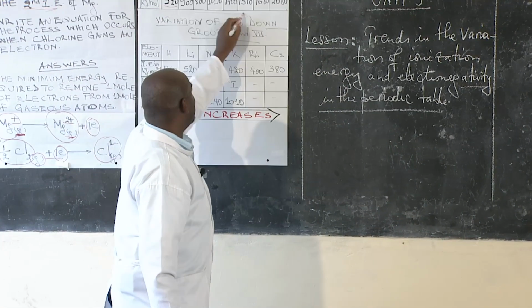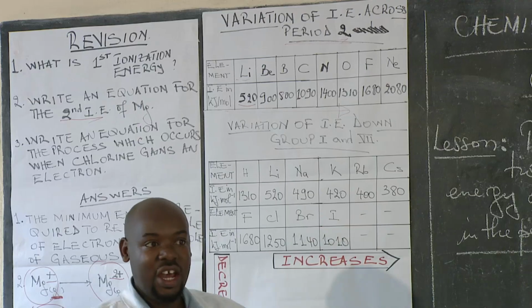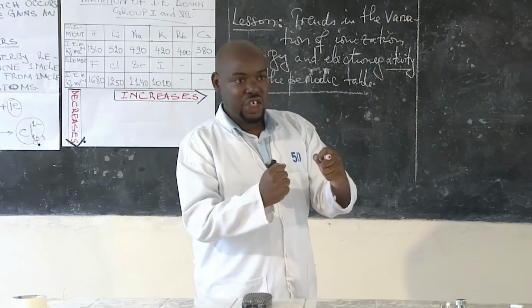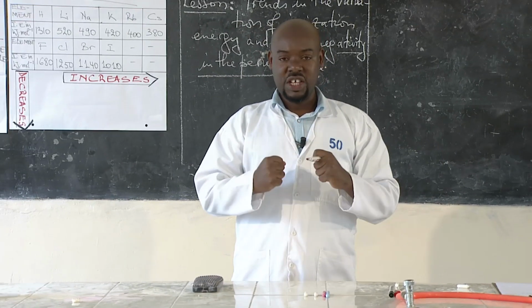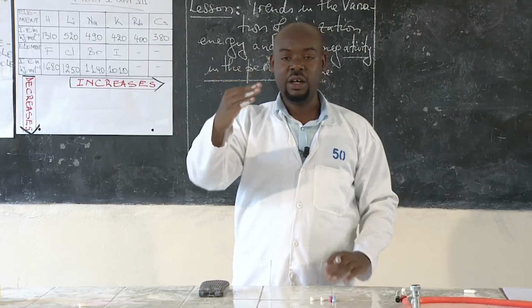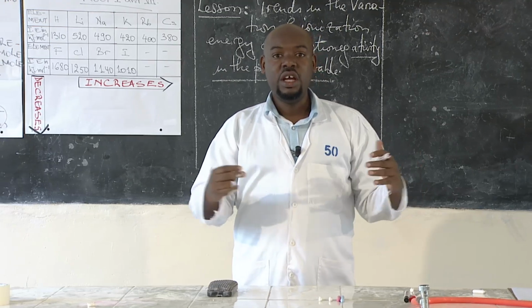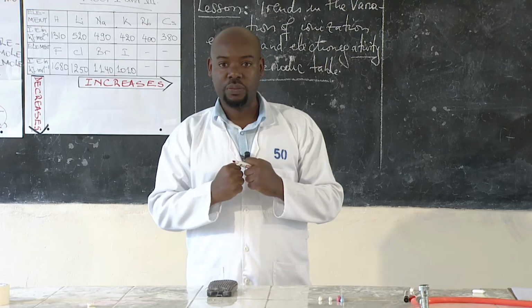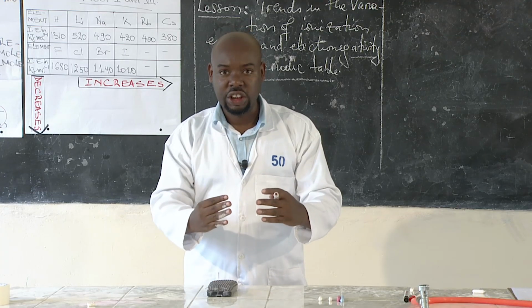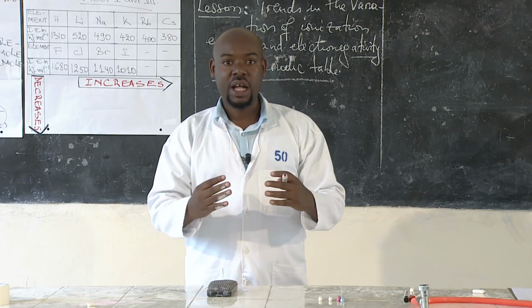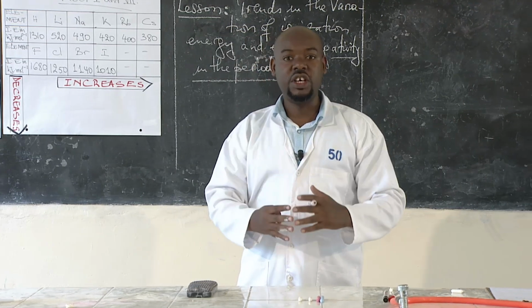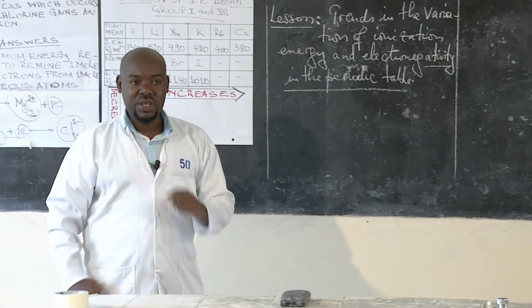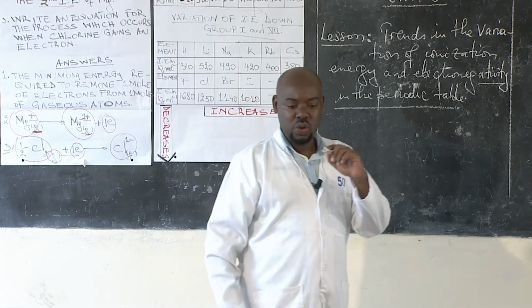Moving across the period, ionization energy increases. Why? Because the energy required to remove electrons is becoming higher and higher, simply because the electrons are experiencing a stronger attraction. The nuclear charge is increasing, but the screening effect is constant. But then there is something I want you to look at.